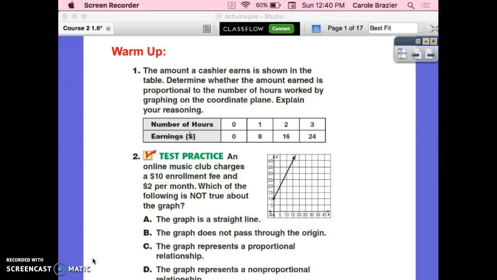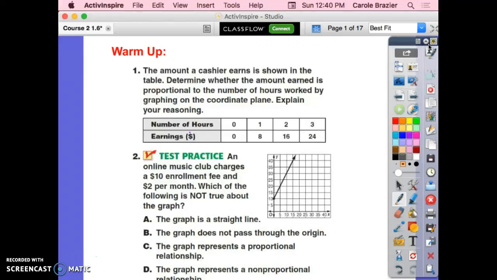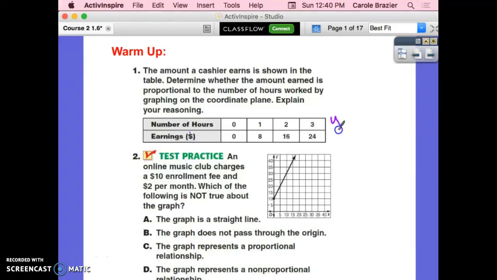Okay, welcome back. This first one you should have said that yes, it is proportional. The reasoning for it is because it goes through 0, 0, and it has the same constant rate. The constant rate of change would be 8 over 1, and so that is what makes it proportional.